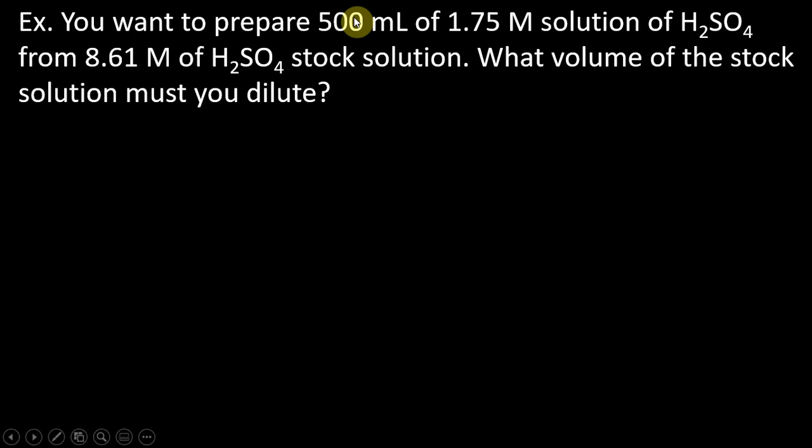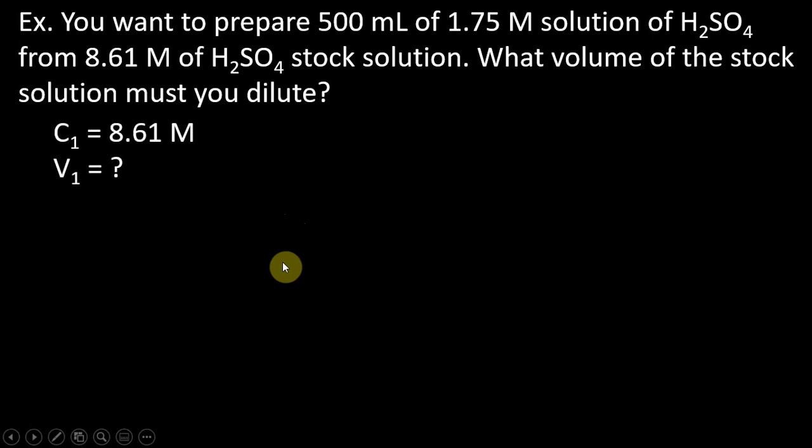So if I want to prepare 500 milliliters of a 1.75 molar solution of sulfuric acid from a really concentrated 8.61 molar sulfuric acid stock solution, what volume of the stock solution do I need to dilute? So I'm going to take my really concentrated stuff and take a certain amount out of that, put it into a flask, and then add water to make up the 500 milliliters, and I want a final solution of 1.75 molar. That's what I'm dealing with here.